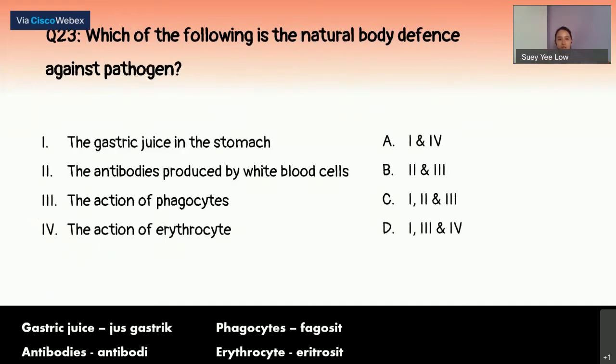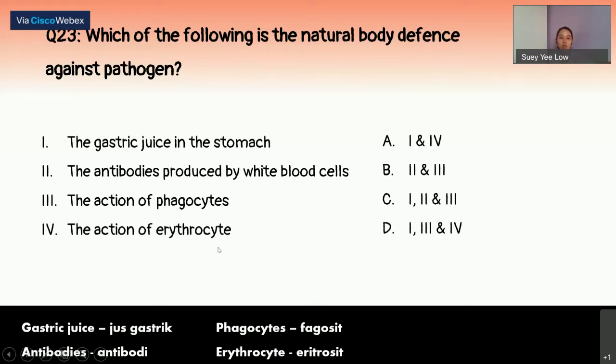Okay, question 23. Which of the following is the natural body defense against pathogens? One, the gastric juice in the stomach. Two, the antibodies produced by white blood cells. Three, the actions of phagocytes. And four, the action of erythrocyte. Natural body defense mechanism. Okay? Natural body defense mechanism.